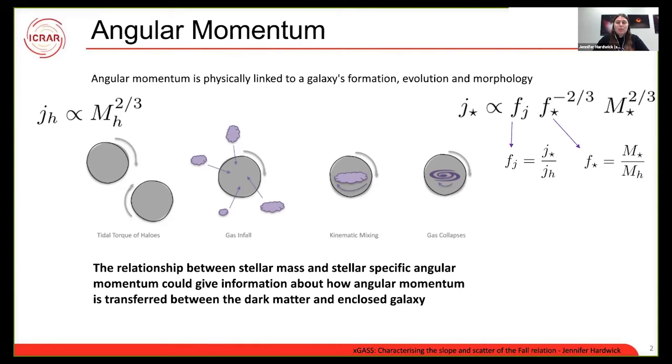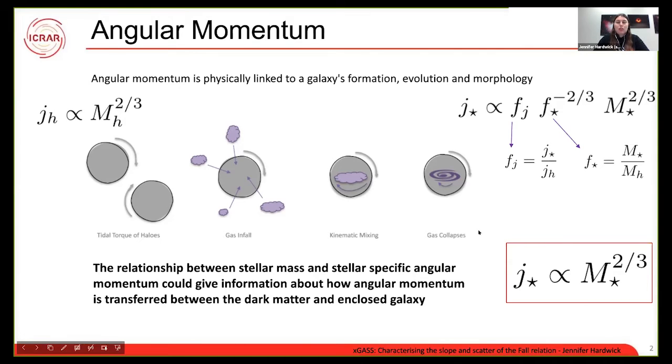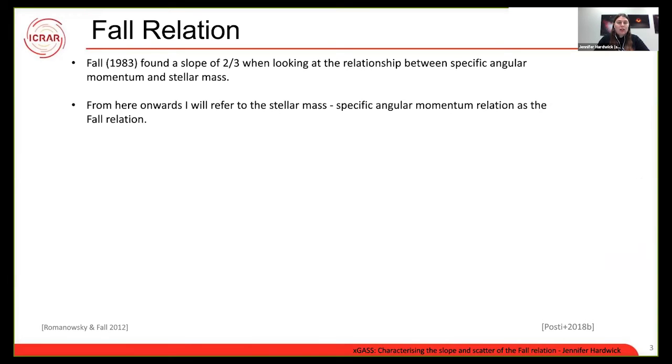And if we make the simple assumption that these Fj and F star parameters don't vary as a function of stellar mass, then we get this quite simple relation that the stellar mass is directly proportional, with the power of 2/3, to the stellar specific angular momentum. Now, this might seem like a fairly simple assumption to be making, but this was actually what was found by Fall in 1983 when they first looked at the relationship between stellar specific angular momentum and stellar mass.